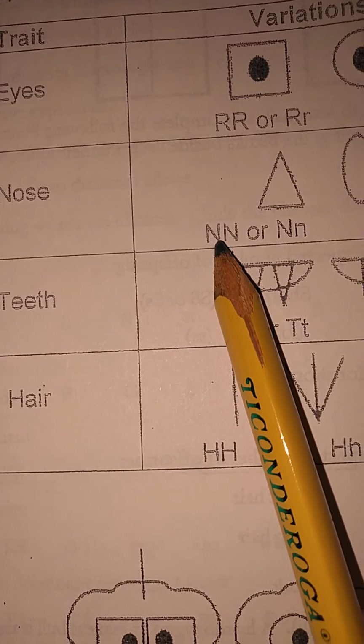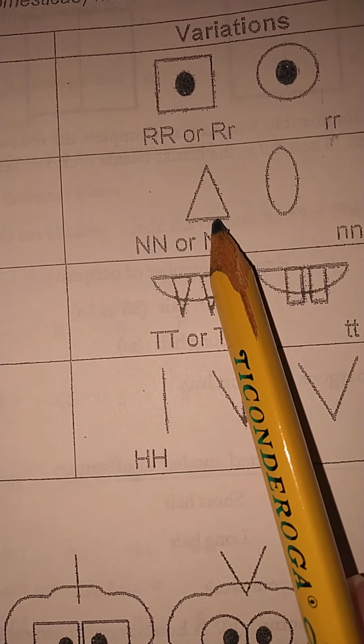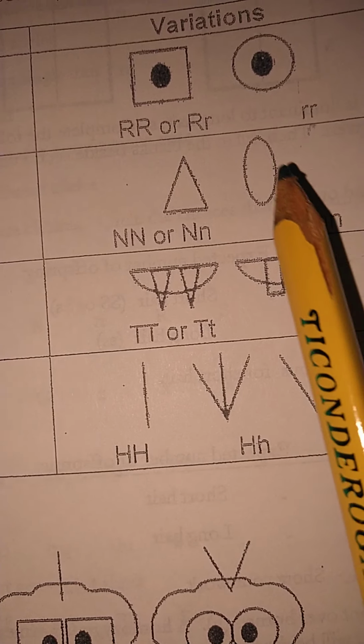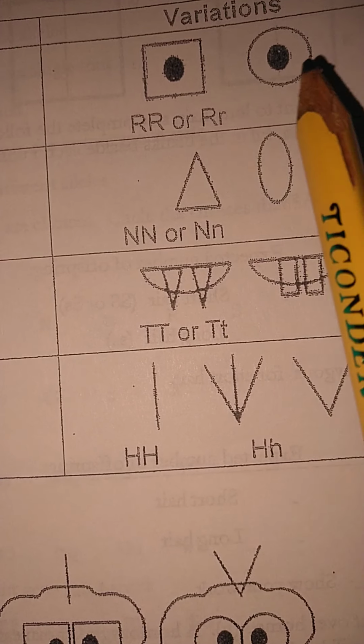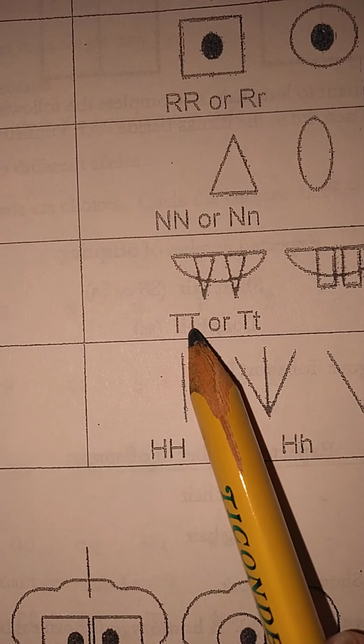Okay. Then we have the nose. The nose can be homozygous dominant or heterozygous, both of which will show the dominant triangle nose. Or it could be little n, which is homozygous recessive and would have the recessive oval-shaped nose.